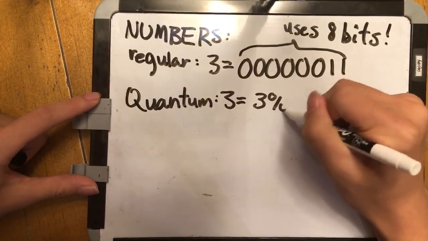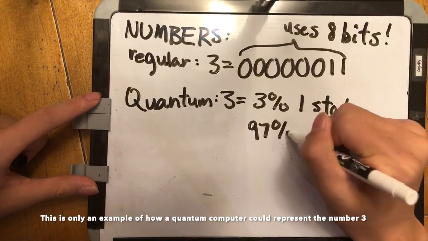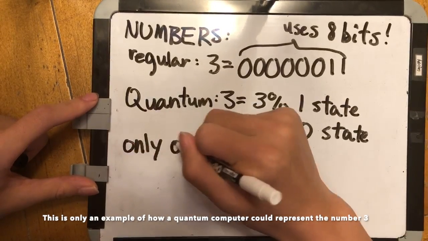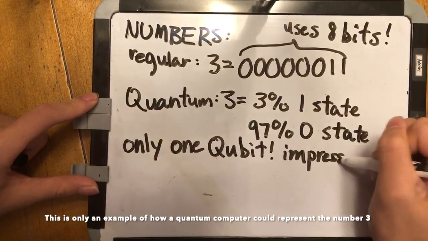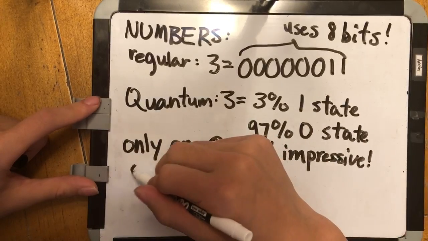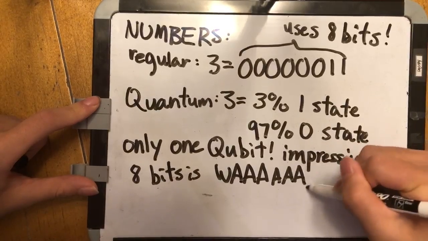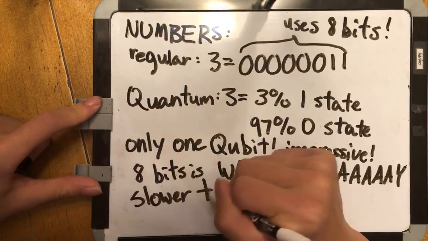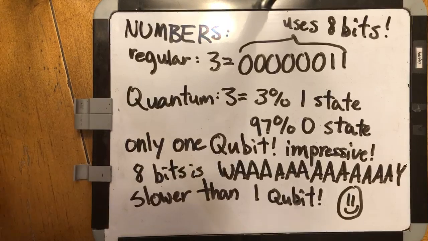My crazy newfangled quantum computer can store the number 3 as 1 qubit. This qubit would have to be in a superposition that is 3% the state of 1 and 97% the state of 0. Compared to 8 bits, 1 qubit is very impressive. It allows us to store lots of information on just one particle. From here it can get very complicated, including quantum gates to replace regular computer logic gates. I'm not gonna get all into that, but now we know what quantum computers are all about.